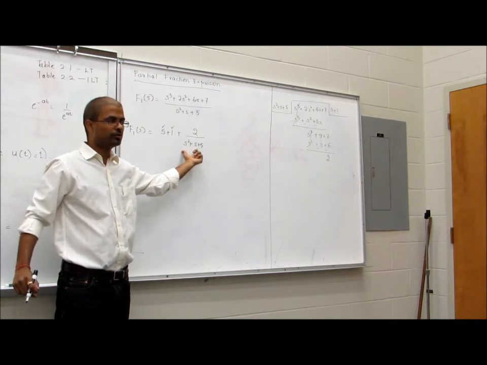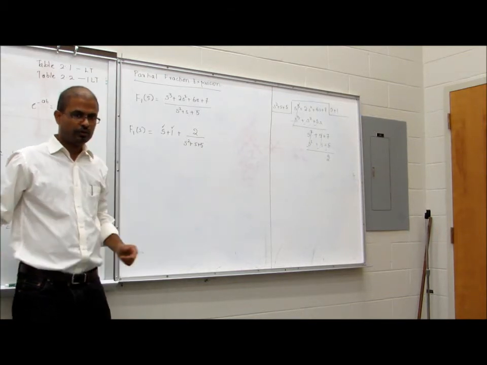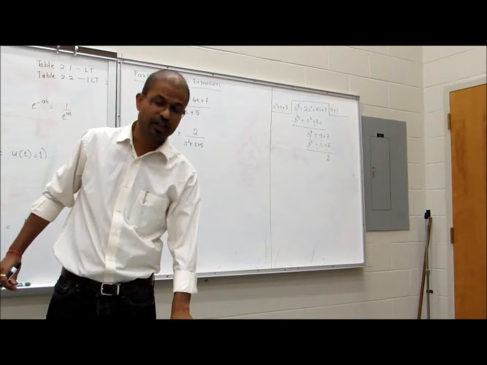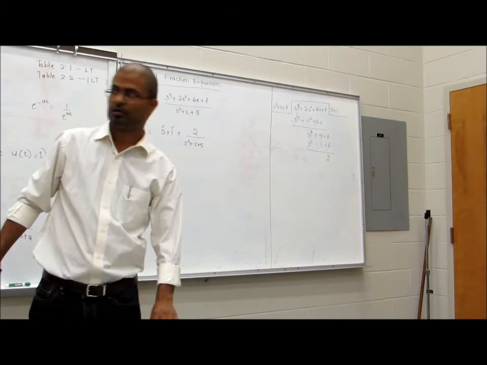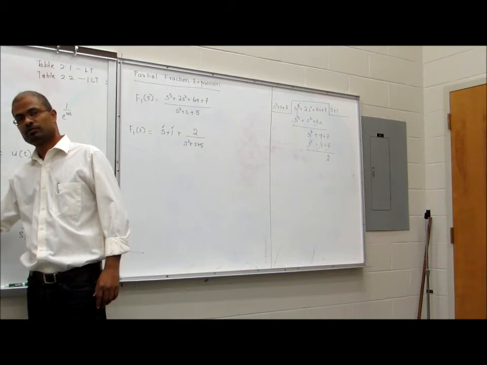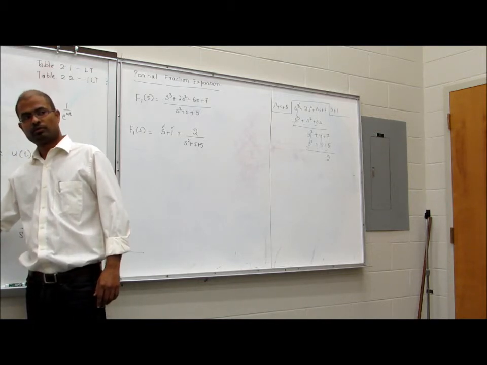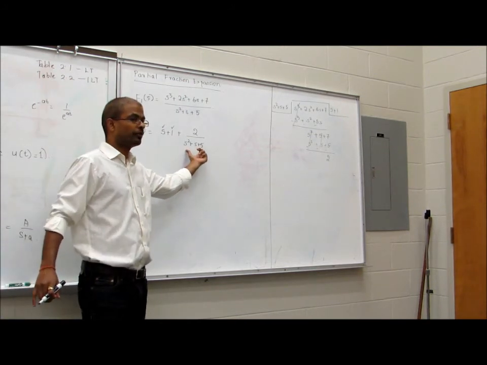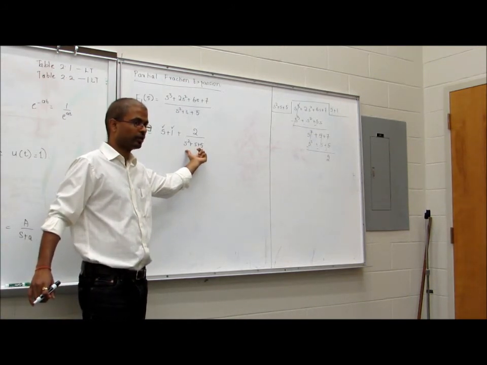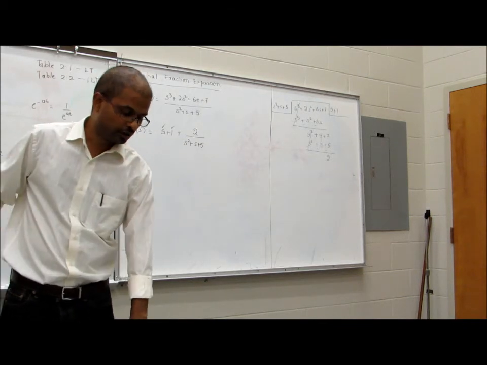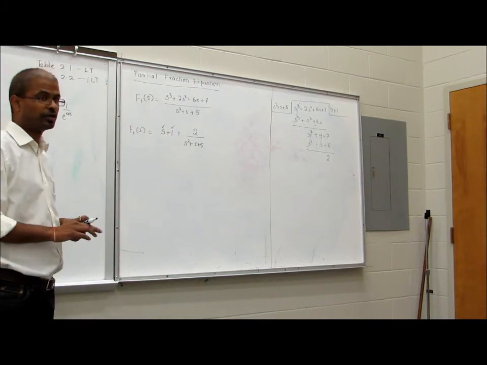If you look at the table, the table defines Laplace inverse for simple functions, where the denominator is only a first order polynomial. So you have to convert this to a first order polynomial. How do you do that? You have to factor. That is where we use partial fraction expansion.